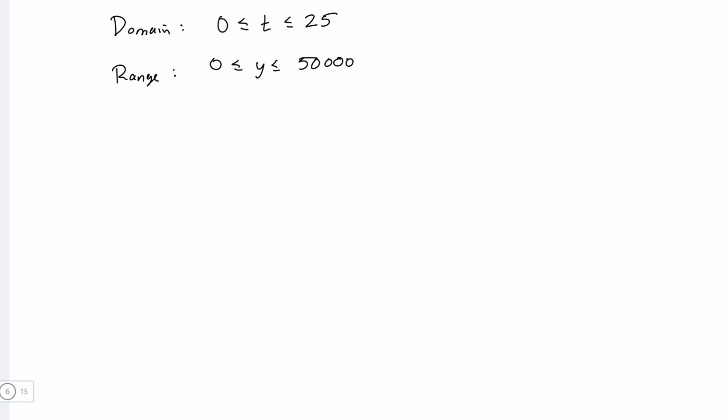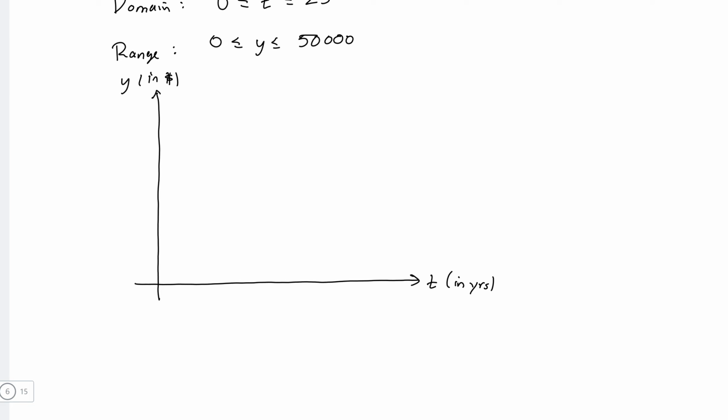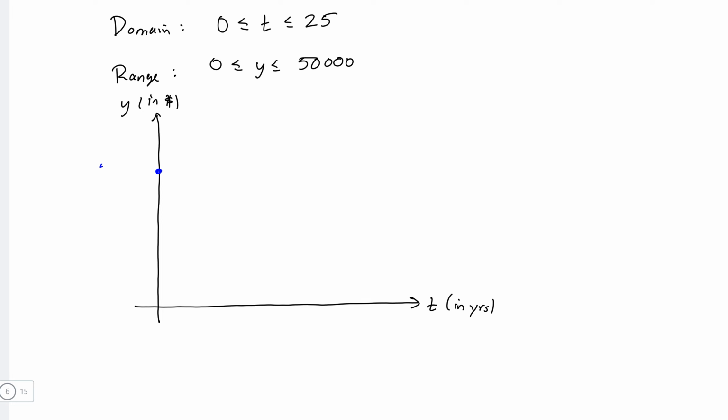And if we'd like to graph this, this is just a line. In this case, we have t, which is measured in years, and this is y, which is measured in dollars. So this is going to start up here at 50,000. It's going to have a line that goes down until it's down here at 0 at 25. And this is given by y is equal to f of t, which is minus 2,000 t plus 50,000.